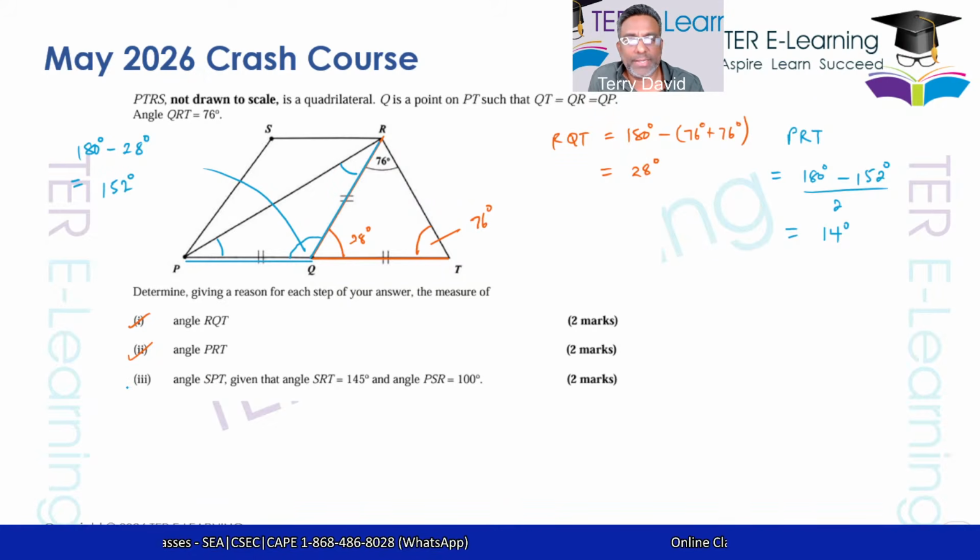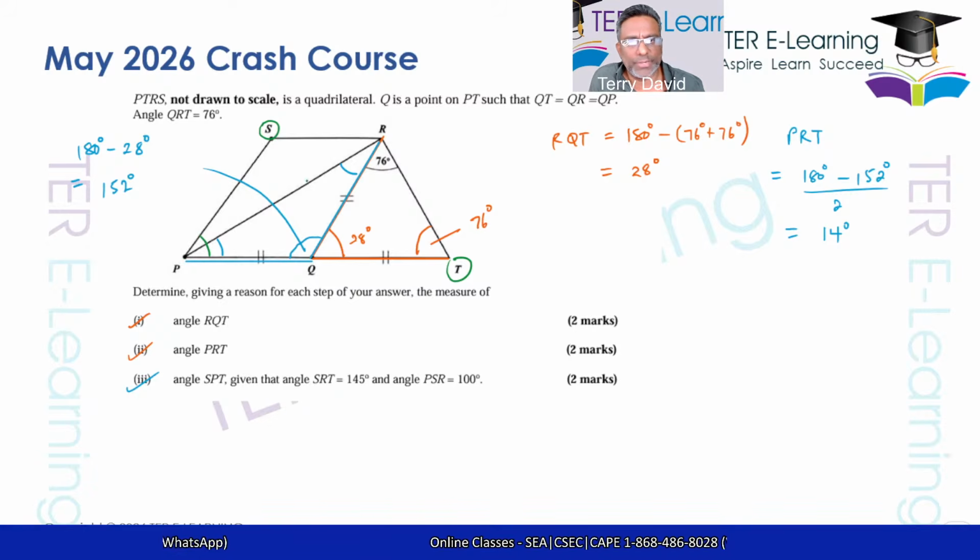Now the next part here, they said angle SPT. You want to calculate SPT. Now again, you have to look at the diagram and see which angle we are working out here. So SPT, right? So we want to work out this whole angle here. This is SPT here, because this is S, that's P, and this is T here. Now you want to work out that given that SRT is 145, where's SRT?